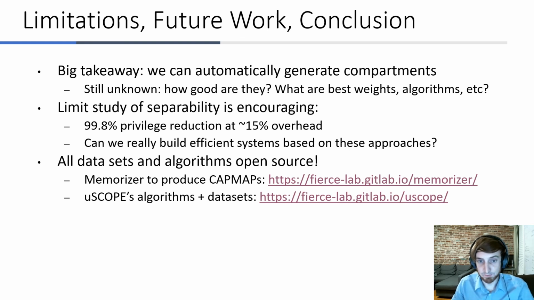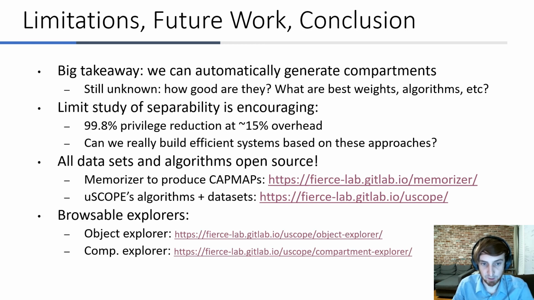All of the datasets and algorithms are open source. That includes Memorizer, which is our tracing kernel that can produce cat maps, so you can find that online. And also all of the algorithms and datasets in mSCOPE are online as well. We collected about 8 CPU months worth of kernel data, and so if you're interested in kernel data, there's a lot that can be downloaded there. And we also have a tutorial that walks you through running the compartment generation algorithms. And additionally, we've put up a couple explorers. So one of them is an object explorer that shows all of the access patterns to kernel objects that we collected in our traces. And we also put up a compartment explorer that shows the output of the compartmentalization algorithms. So you can check those out.